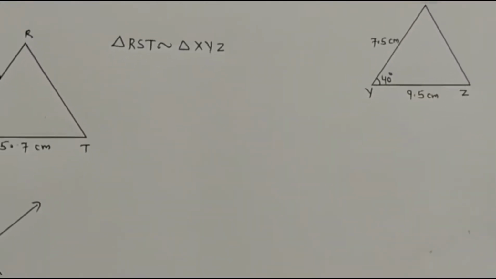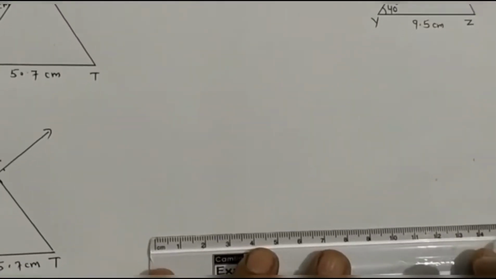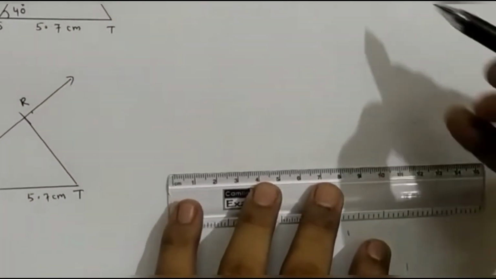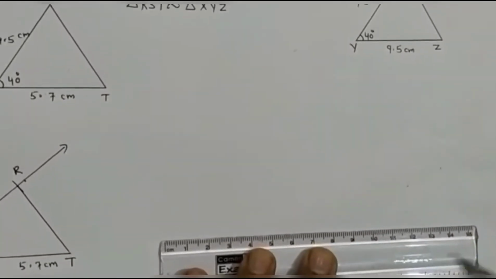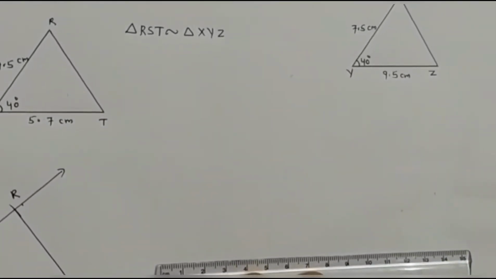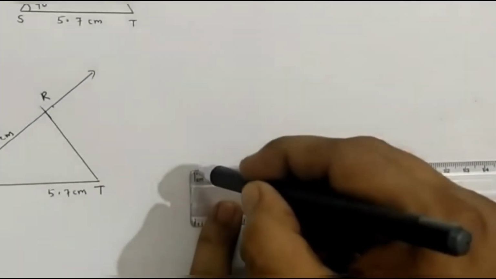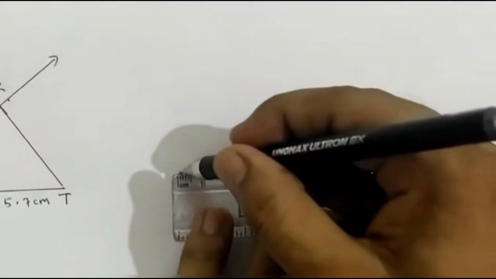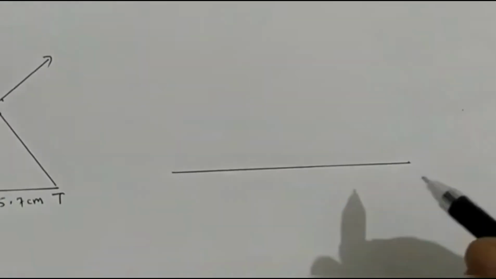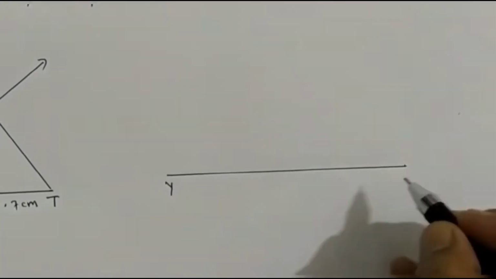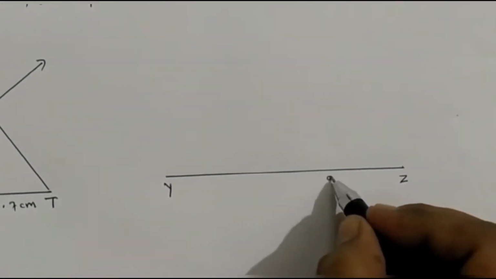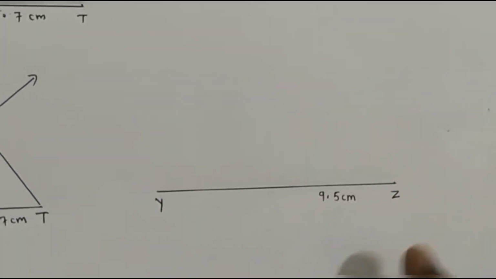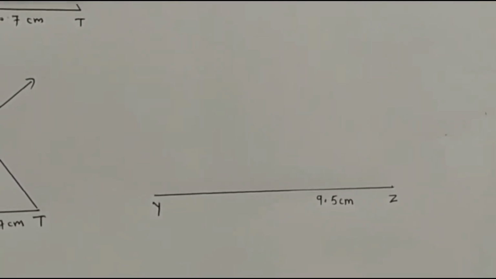Now let's start with the construction. First step, we will draw the base. We'll draw the base, that is 9.5 centimeter. You can see 9.5 centimeter. So take the base YZ 9.5 centimeter. Okay, we have taken YZ 9.5 centimeter. You all can draw it, YZ 9.5 centimeter.